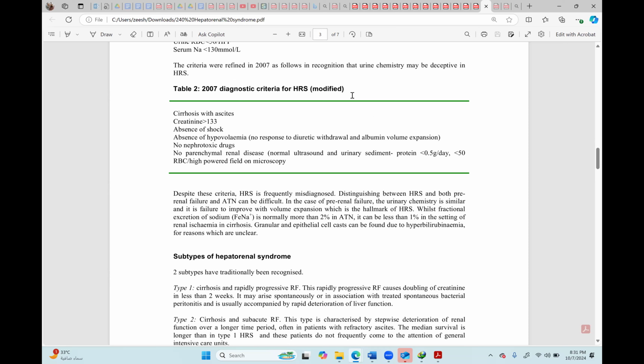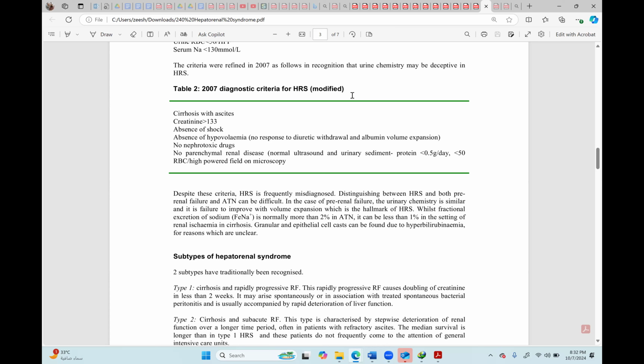Distinguishing between HRS and both pre-renal failure and ATN can be difficult. In pre-renal failure the urine chemistry is similar, and failure to improve with volume expansion is the hallmark of hepatorenal syndrome. In AKI or other conditions, the patient will respond to fluid, but here it will not respond to fluid therapy. While fractional FeNa is normally more than 2 in ATN, it is less than 1% in the setting of renal ischemia and cirrhosis.